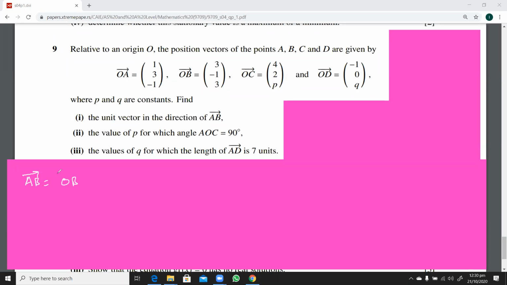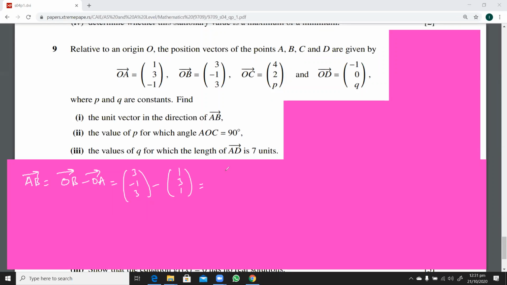So remember from your O levels, AB is OB minus OA. So that is going to be OB is 3 minus 1, 3. OA is 1, 3, 1.